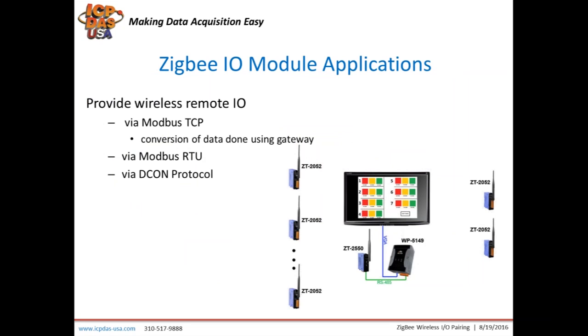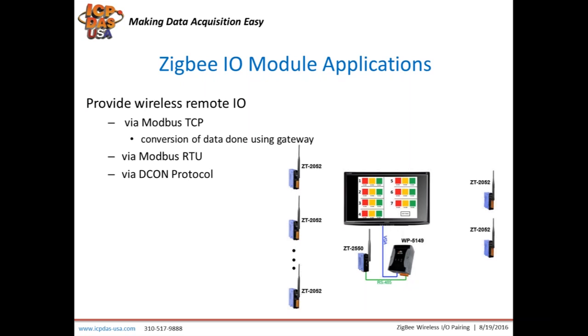Next, I would like to show you our Zigbee IO modules. These modules provide wireless remote IO that's built into these modules. They communicate wirelessly to the host converters in most situations, and I'll show you some unique applications where we created custom firmware to use these with other devices.